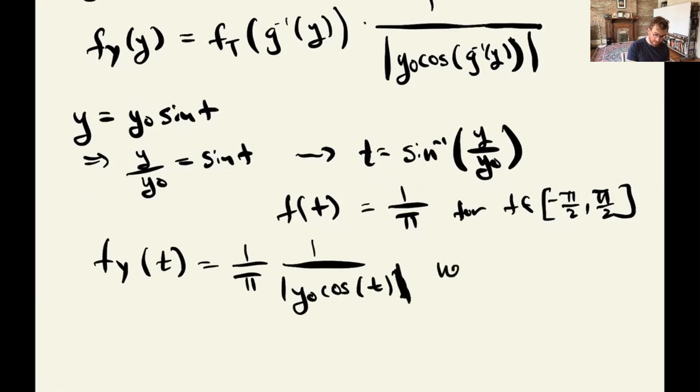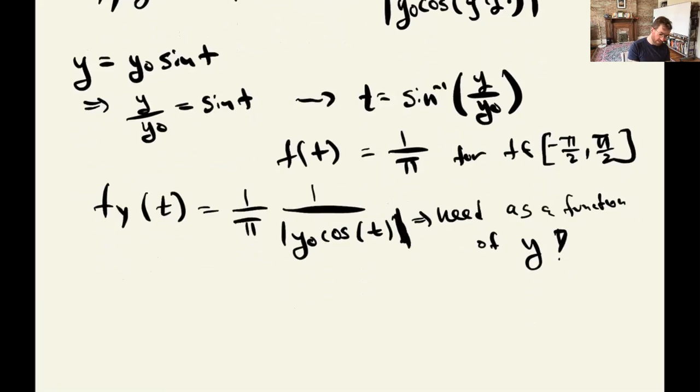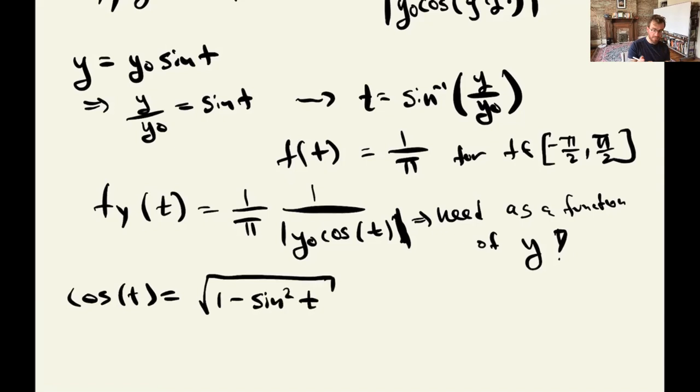But we need it as a function of y. So let's run through that a little bit here. We need to express 1 over cosine of t in terms of y. Well, we know that cosine of t is equal to the square root of 1 minus sine squared of t. This just comes from the fact that sine squared plus cosine squared is equal to 1.